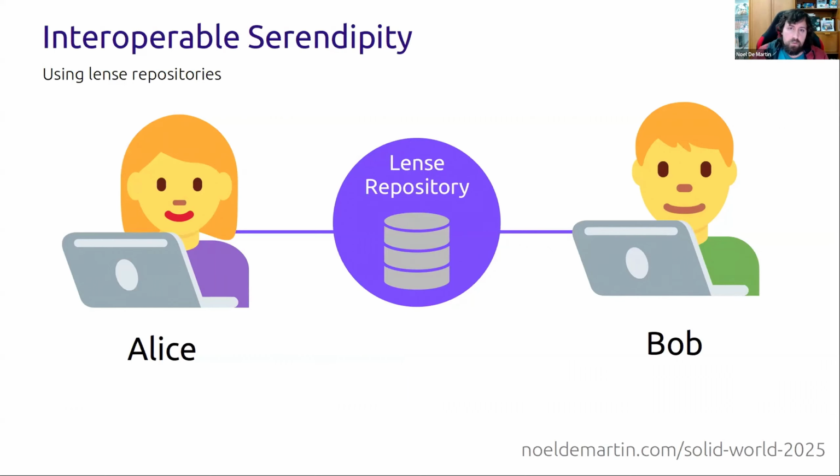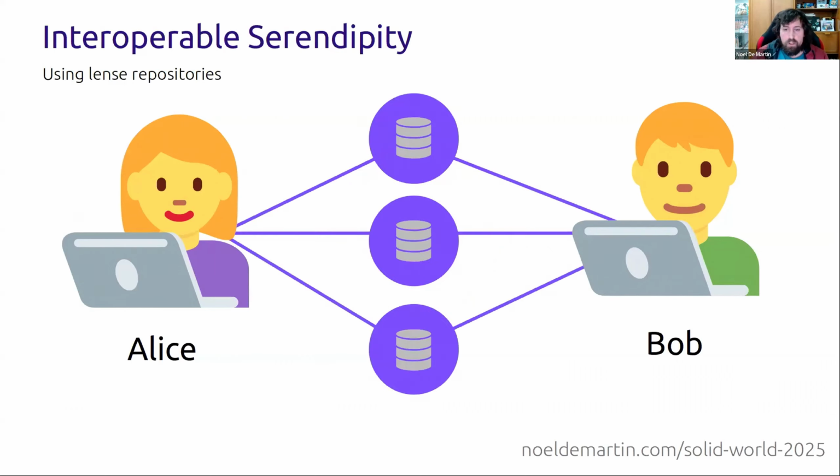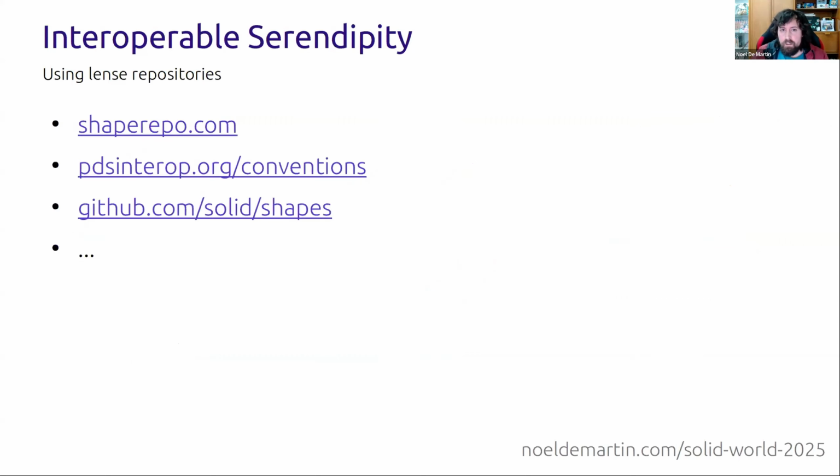And this is not limited to only one repository. You could connect to multiple repositories or even allow users to configure their own repositories. So this kind of approach would be one step towards interoperable serendipity. There are actually some initiatives going in this direction, even though they are not specific to lenses, but they are talking about shapes. So I think it would be feasible to create lenses from these shapes.